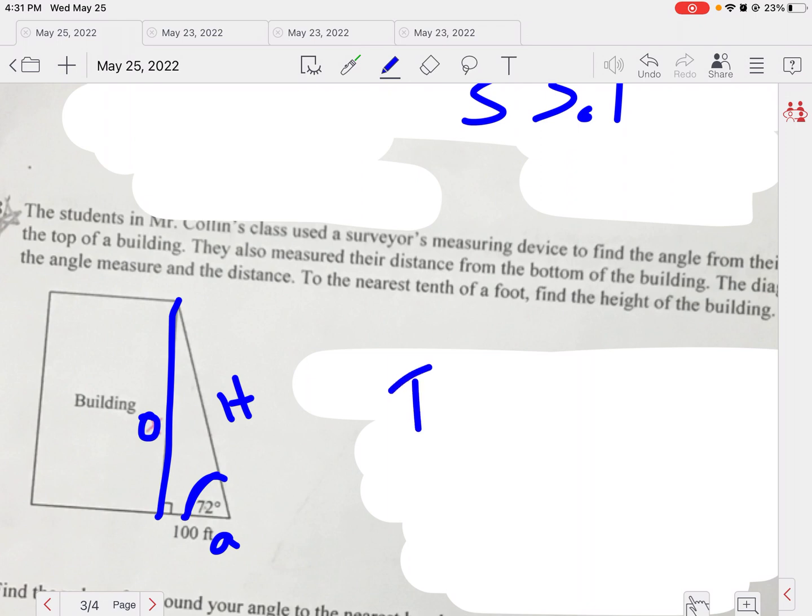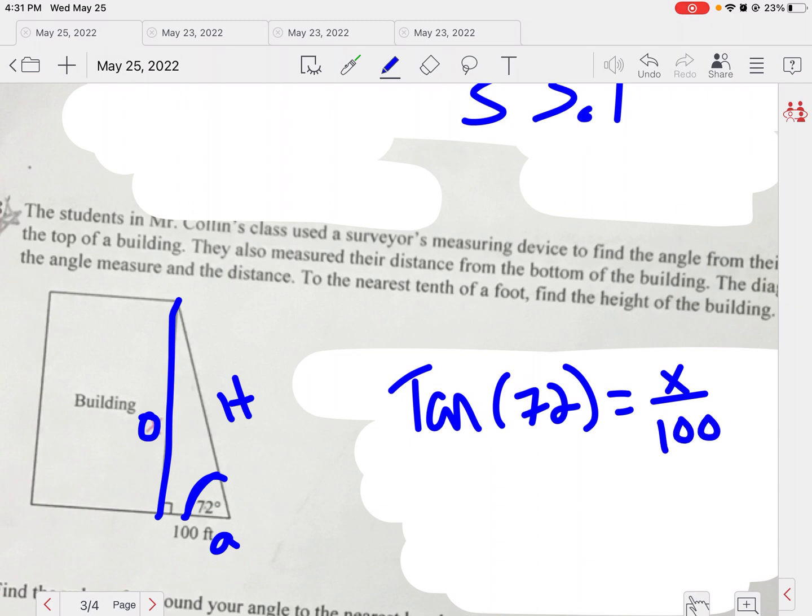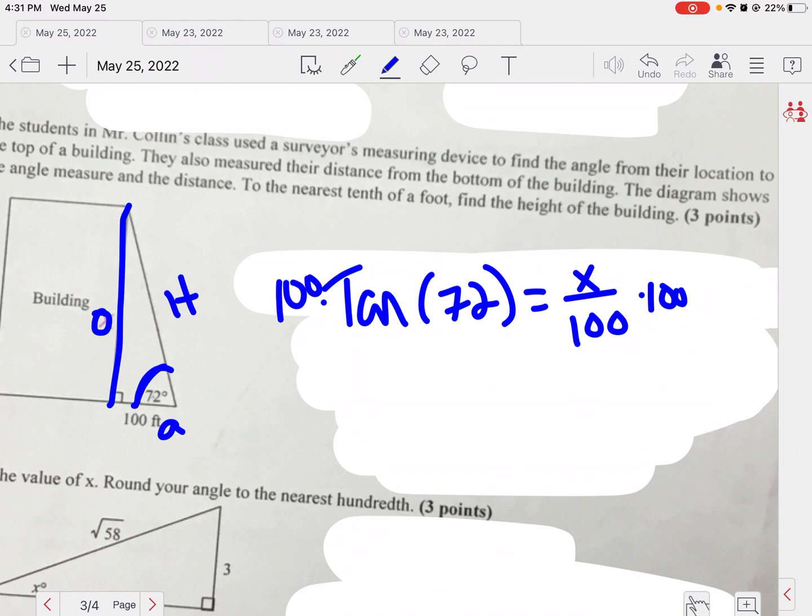So opposite and adjacent goes with tan of 72 equals opposite x over 100. So I'm going to multiply both sides by 100. So I'm going to have x equals 100 times tan of 72, which is going to give us 307 point, what does it say, round to? Round to the nearest tenth of a foot, so that would be 307.8. Okay, so one, watch your rounding, and make sure your answer makes sense. It makes sense for the building to be 307 feet tall, right? If it was less than that, we would have a much shorter elevation, okay?